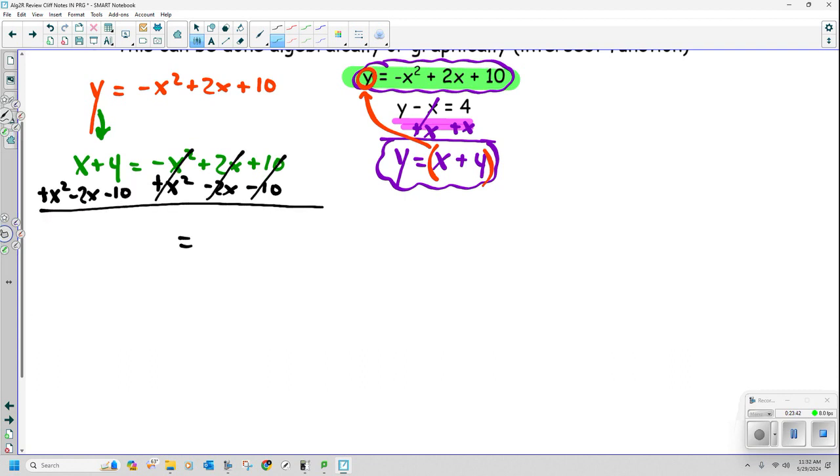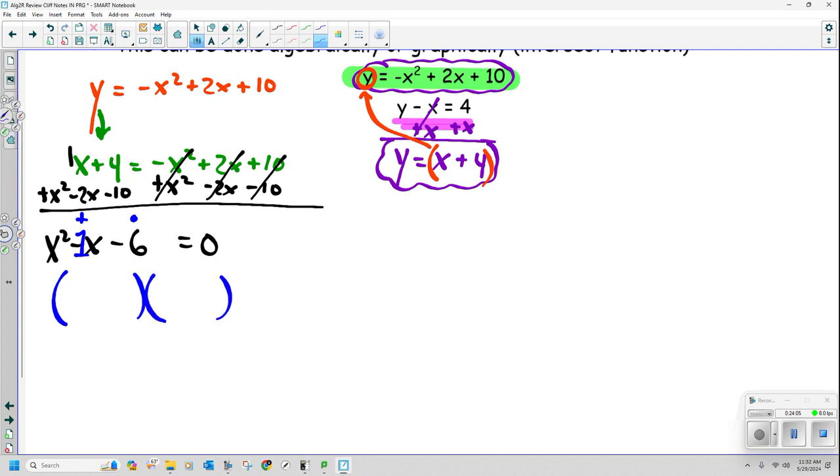And on the right side, everything goes bye-bye. I have x squared. 1x minus 2x is negative 1x. And 4 minus 10 is negative 6. I now have a great product sum: 2 things that multiply to negative 6 that add to negative 1x, people.